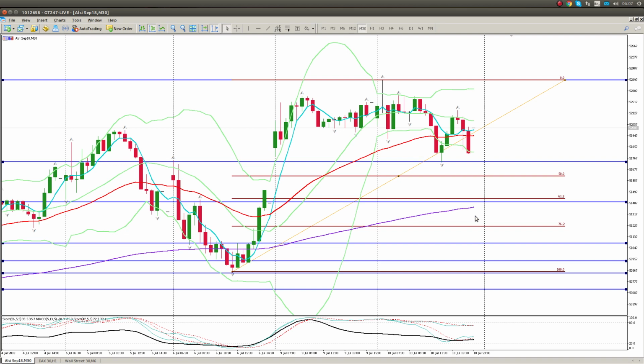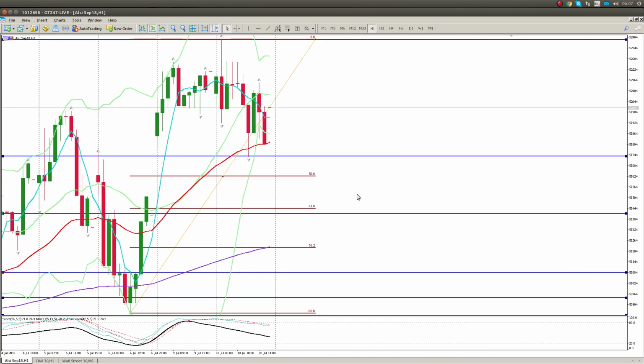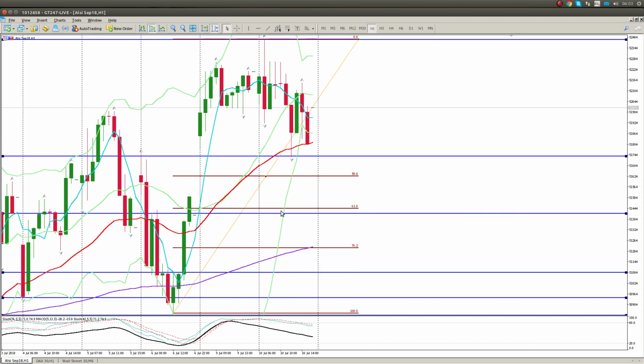It is at 200 on the 30, and nothing much on the hour. So the hour 200 moving average is down here at 51220. Okay, so this is kind of the zone I'll be looking for to get long again, is down in this area.